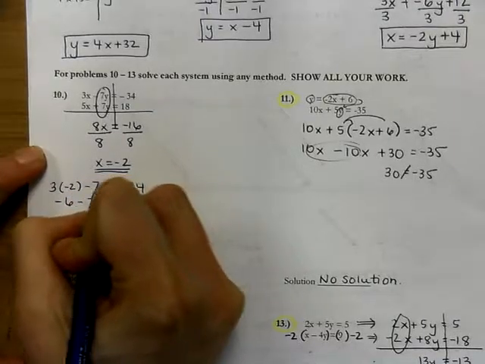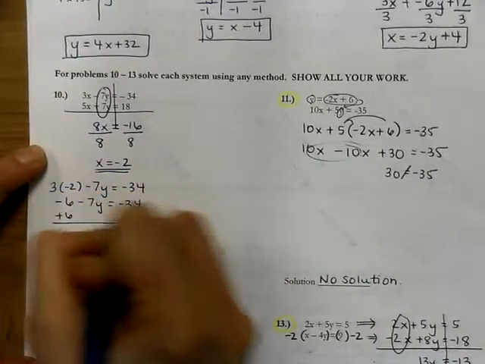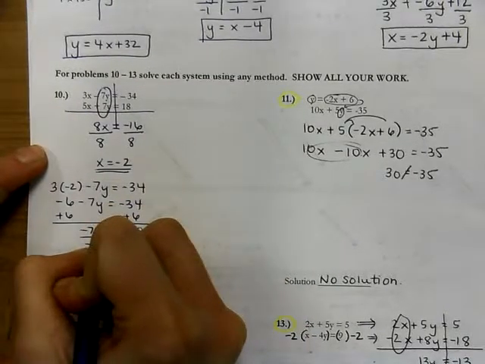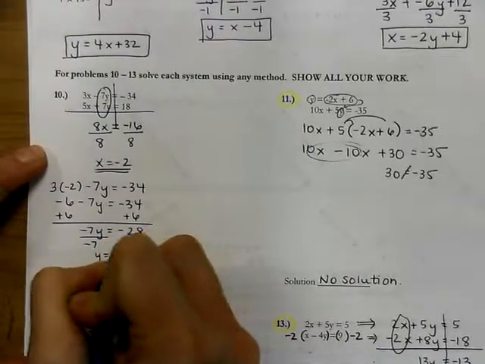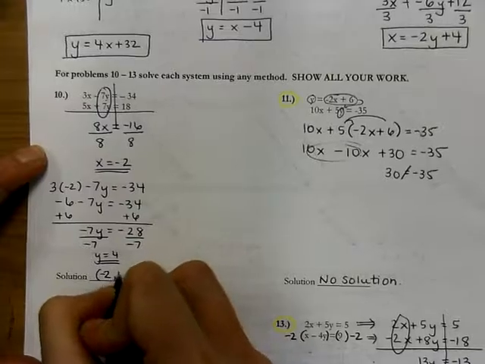So that's -6 minus 7y equals -34. If I add 6 to both sides, I get -7y equals -28. Divide by -7, I get y equals a positive 4. So I believe my solution is going to be -2, 4.